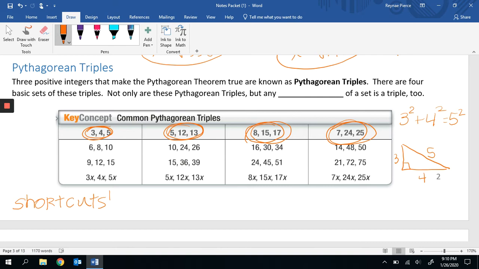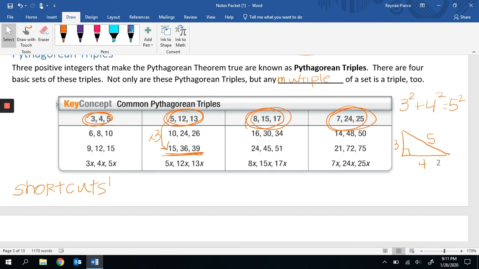And not only are these 4 sets here triples, but any multiple of them is a triple as well. So here, for instance, this one, if I multiply all of these by 3, 5 times 3 is 15, 12 times 3 is 36, 13 times 3 is 39. These can also be 3 side lengths of a right triangle. So again, those are just shortcuts. You don't have to memorize them, but they might be helpful for you.